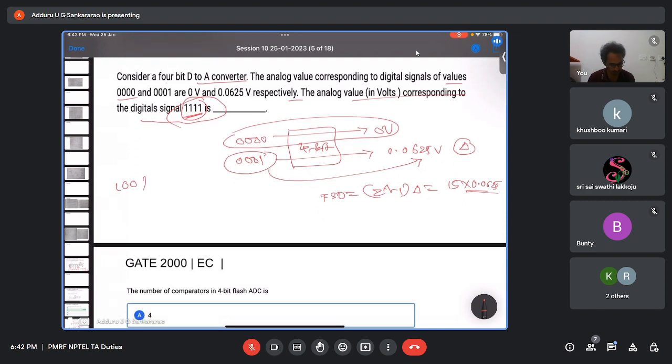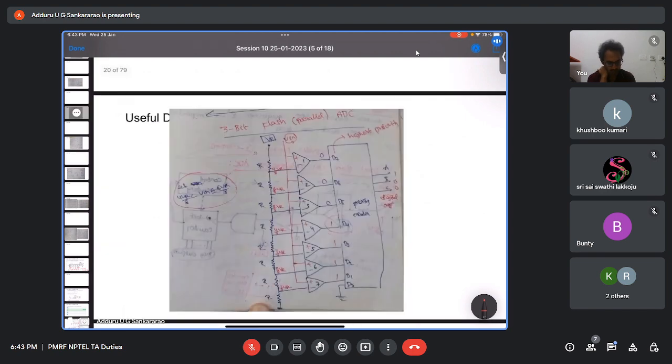Or suppose if they are asking when it is 1001, what is the output? The decimal equivalent you find out for this. What is the decimal equivalent? 9 into the step size. So 9 into 0.0625. You got it right? The decimal equivalent into step size resolution. Okay. Hope no doubt in that.